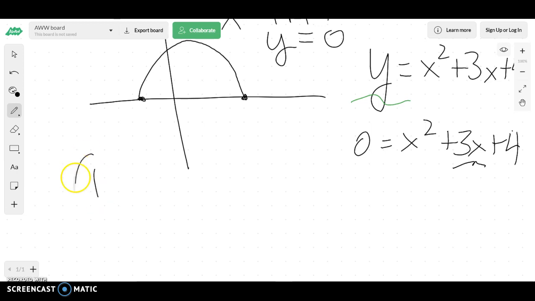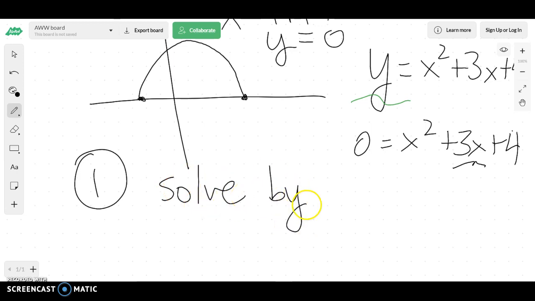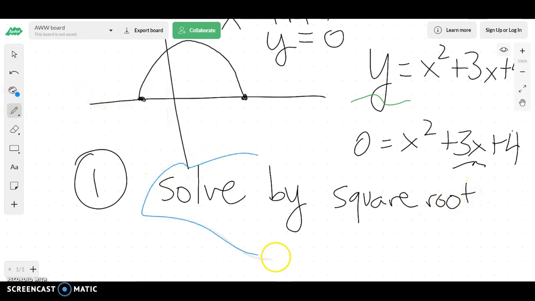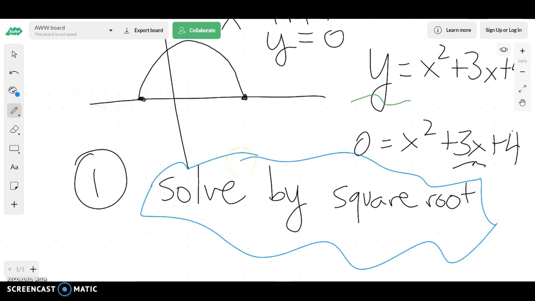What method we use when it doesn't have a b term is we call this solve by square rooting, and it's the first method we're going to use. You probably have seen this in Algebra 1 or heard of this concept because we do teach this in Algebra 1. But this is the first method we're going to do. I'll show you a couple examples and a couple problems like that, but that's really where we're going to be at, is solve by square rooting.